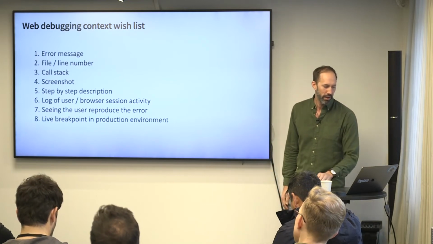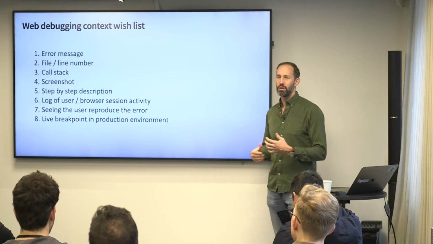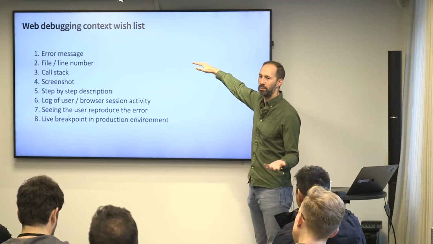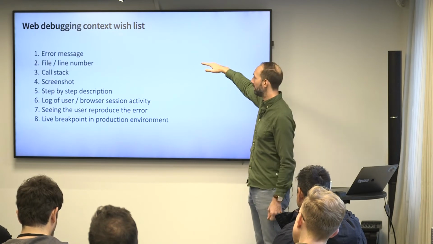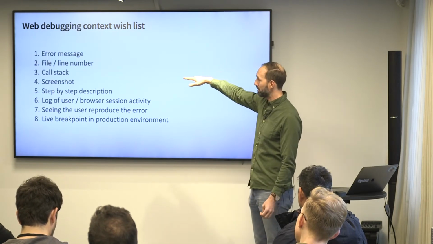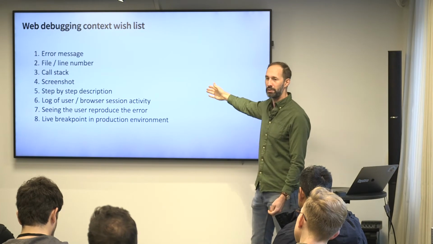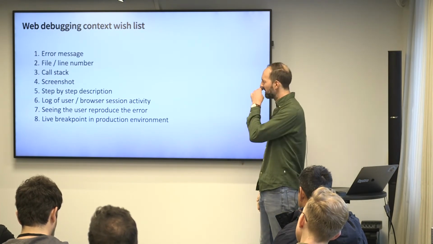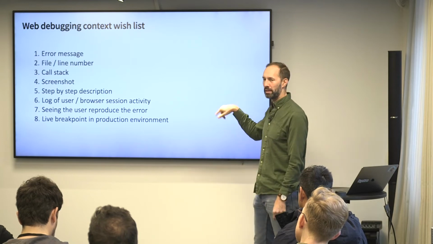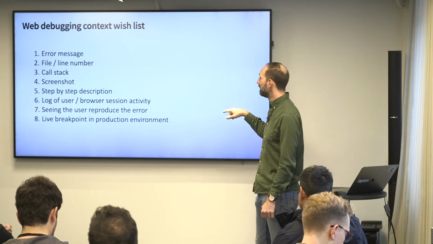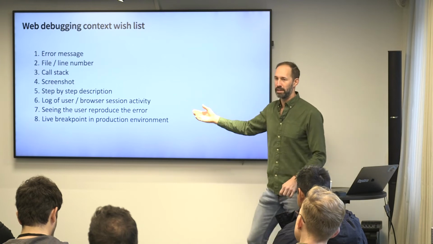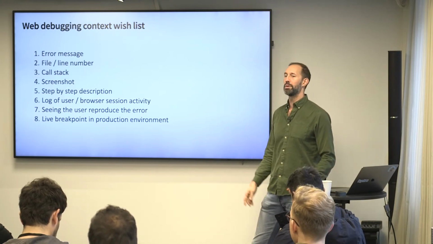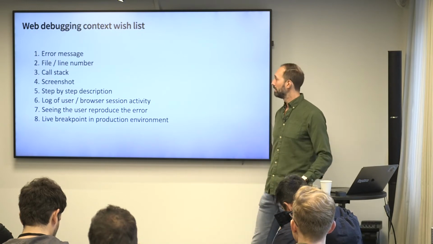But our debugging context wish list looks something like this. At the bare minimum, give me the error message. How else will I know what's up? What file and the line number, call stack, of course, maybe a screenshot of what the screen looked like. Are you in the cart page? Are you on the landing page? What screen are you seeing? Maybe there's something in the UI that can show that something is off. Step-by-step description, which is great, but then of course they always leave out step number 3 or 8, like, oh, you logged in after you did it, okay.